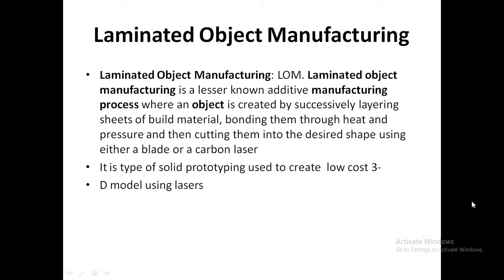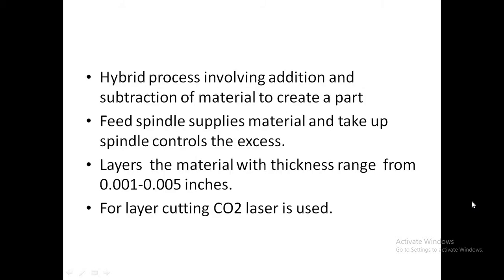by successively layering sheets of build material, bonding them through heat and pressure, then cutting them into the desired shape using either a blade or a carbon laser. It is a type of solid prototyping used to create low cost 3D models using lasers. This is a hybrid process involving addition and subtraction of material to create a part.